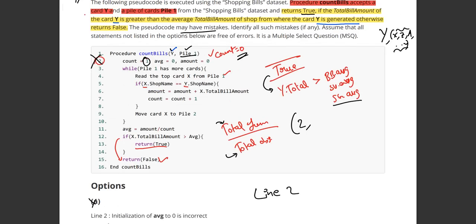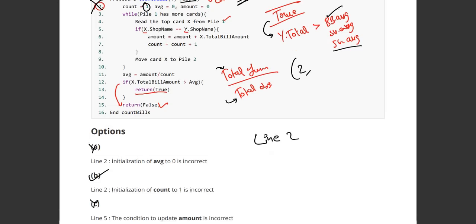Yes, it is not. It is correct because Y here is a separate card apart from pile 1, which is different. In the question they have given us that it is greater than the average of the total bill amount of the shop from where the card Y is generated. Say for example Y is generated from Big Bazaar, so we need to match the cards which are from Big Bazaar only. Therefore line 5 is not a mistake.